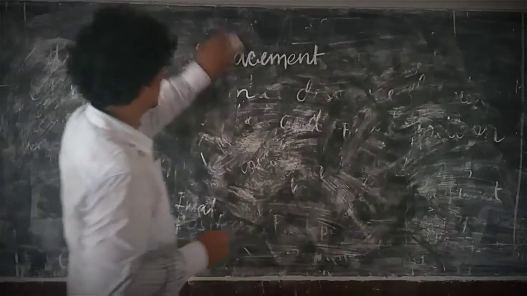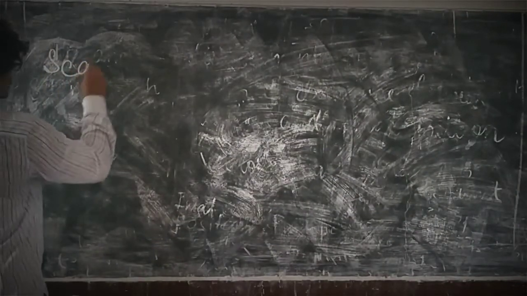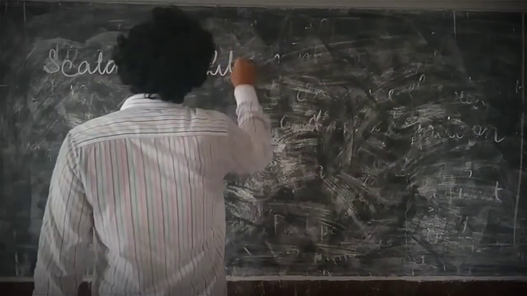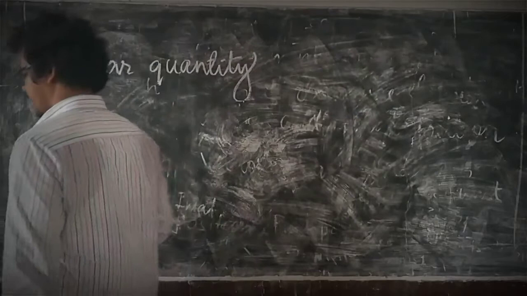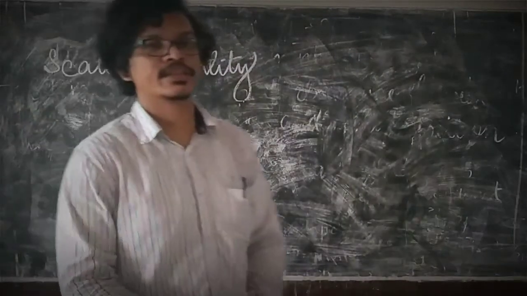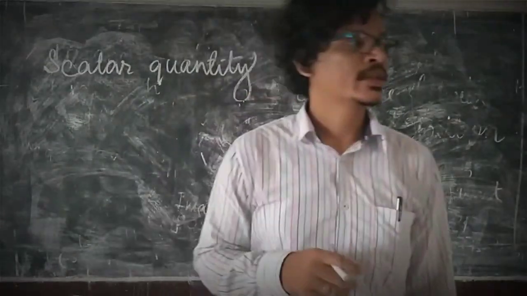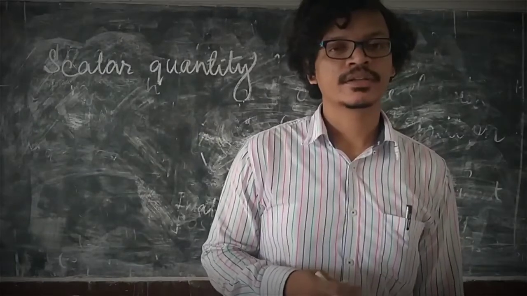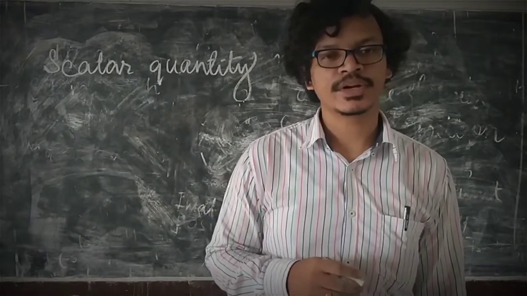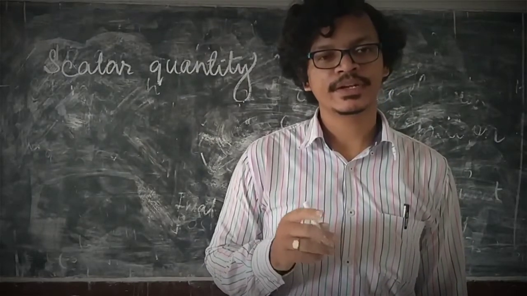Let us see what is scalar quantity and vector quantity. There are two types of physical quantity. What is a physical quantity? Those quantities which we can measure are physical quantities. So there are two types of physical quantity: one is vector and one is scalar.